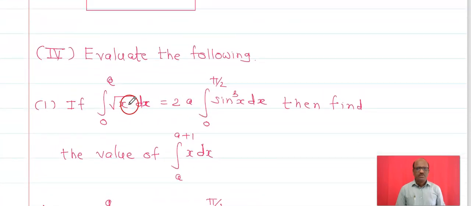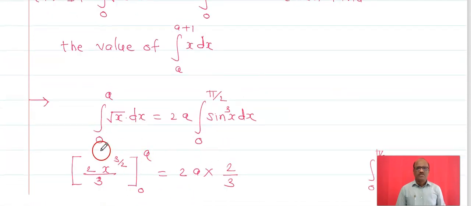Now the question number 4, that is evaluate the following. The first is: if integral from 0 to a of root of x dx is equal to 2a times integral from 0 to pi by 2 of sine cube x dx, then find the value of integral from a to a plus 1 of x dx. Now here, integral from 0 to a of root of x dx is equal to 2a times integral from 0 to pi by 2 of sine cube x dx.